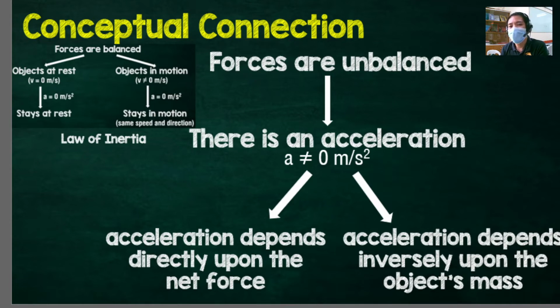So, there are two things that might happen if there is an acceleration. One, this acceleration will depend directly upon the net force. And two, this acceleration will also depend upon the object's mass. So, the amount of acceleration is dependent on two things. First, the net force. Second, the mass of the object.